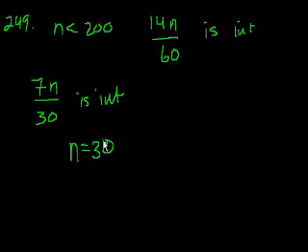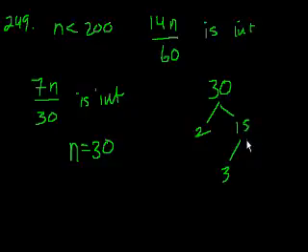If n is equal to 30, then they ask how many different positive prime factors? Well, let's just do a prime factorization of 30. It's 2 times 15, which is 3 times 5. So it has 3 positive prime factors. So that's choice B.